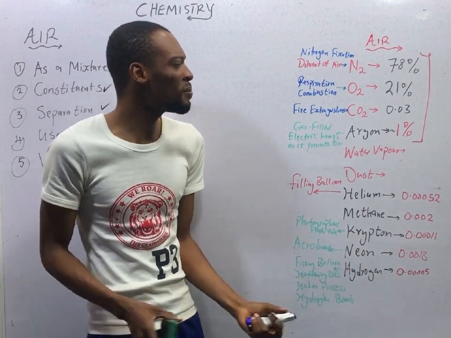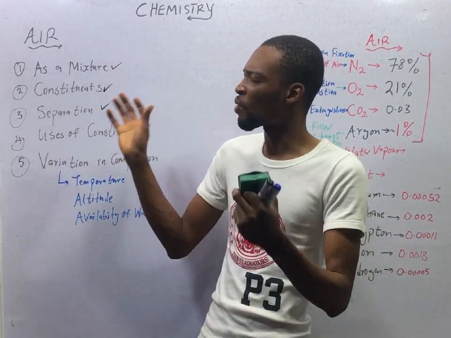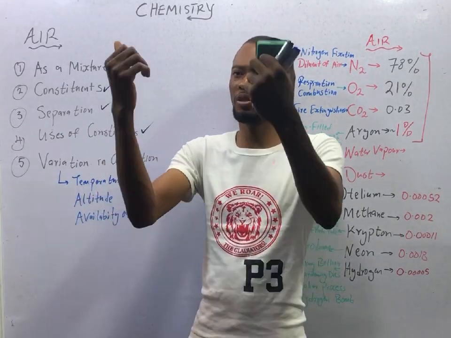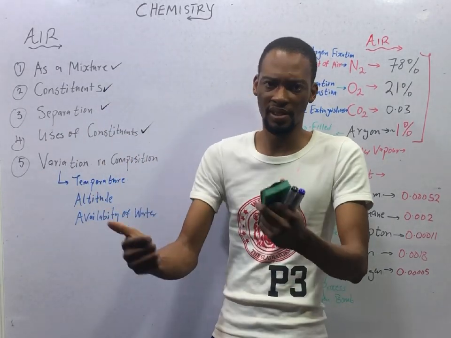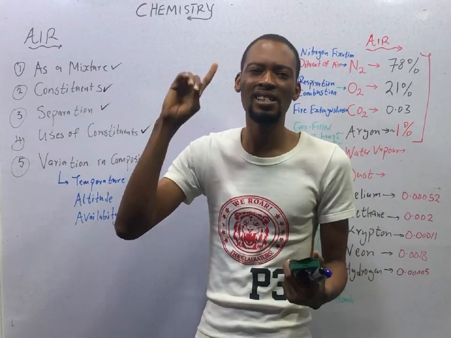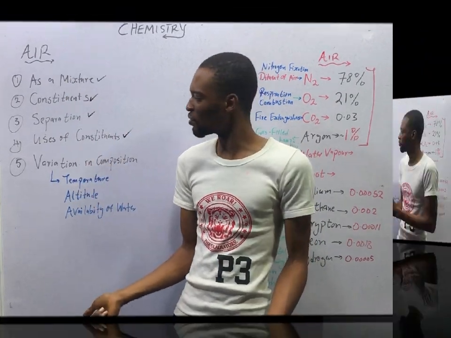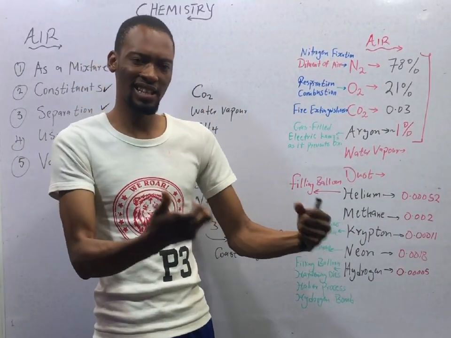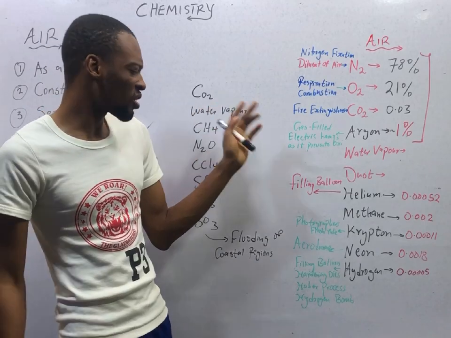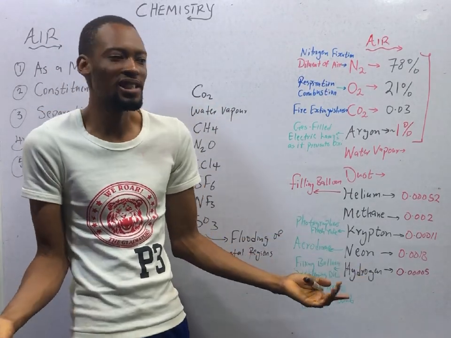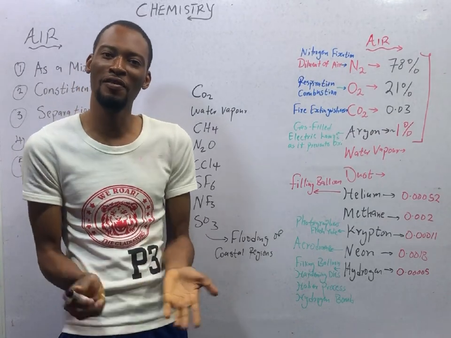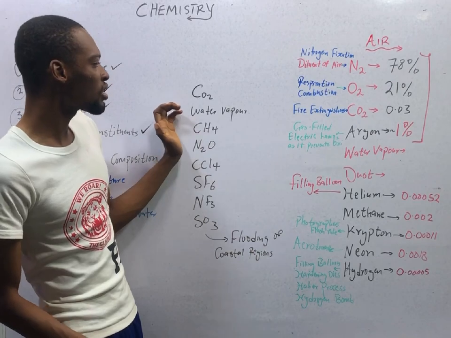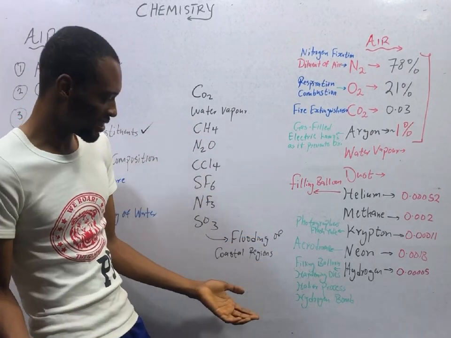Greenhouse effect is simply the increase in temperature of the atmosphere due to some gases that trap heat. Some gases trap heat from the sun, thereby increasing the temperature of the atmosphere. Now, these are top examples of greenhouse gases. They are heat trapping gases and they cause global warming, actually. And the main consequence of global warming is flooding of coastal regions. So take a look at the various greenhouse gases.